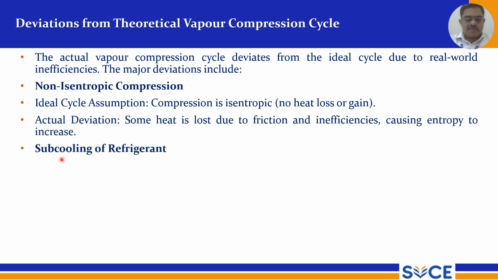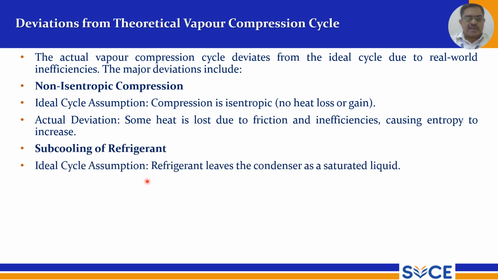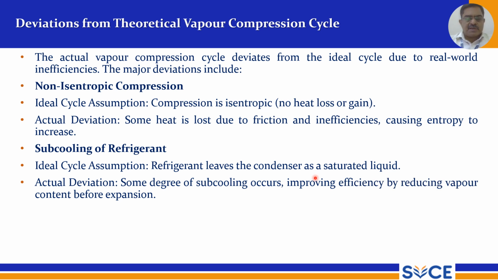So subcooling of refrigerant. The ideal cycle assumption is that refrigerant leaves the condenser as a saturated liquid. But what is happening here is some degree of subcooling occurs, improving the efficiency by reducing vapor content before expansion. So it is improving the efficiency by reducing vapor content before the expansion process. So this is happening during subcooling of refrigerant process.